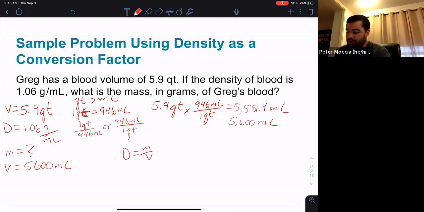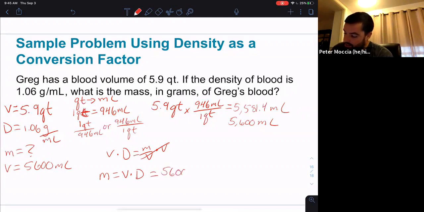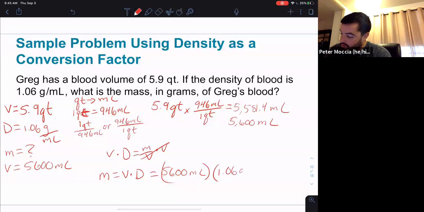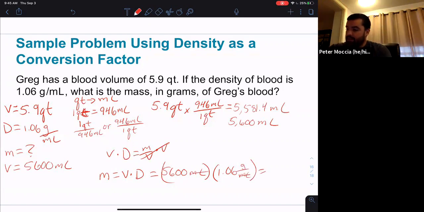Okay, so I know that D is equal to M over V. I'm going to have to rearrange this equation to solve for M. So I'm going to multiply by V on both sides. Here, this cancels out. I get M equals V times D. And then that's going to be 5,600 milliliters times 1.06 grams per milliliter. Milliliters cancels out here, so that's good.